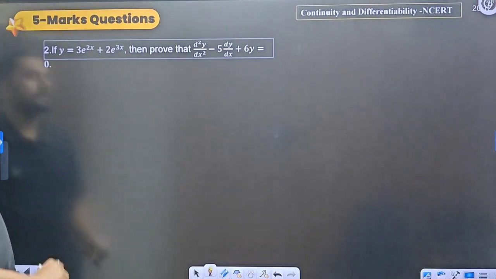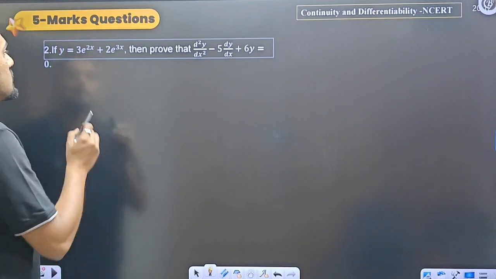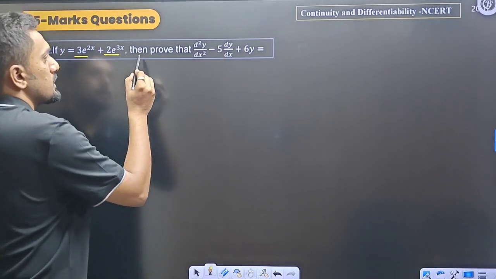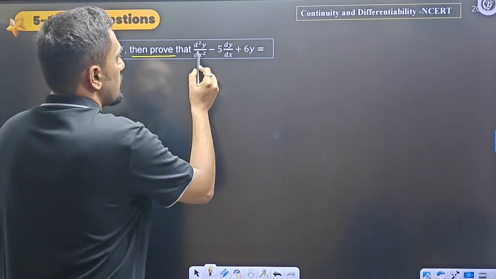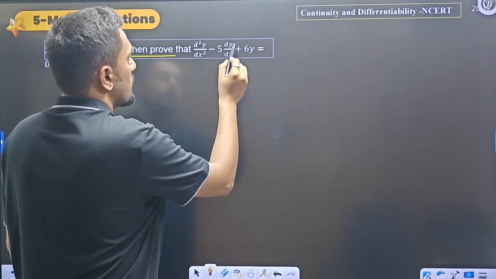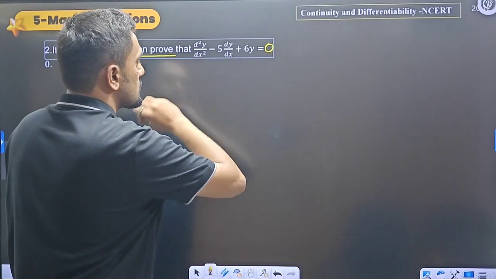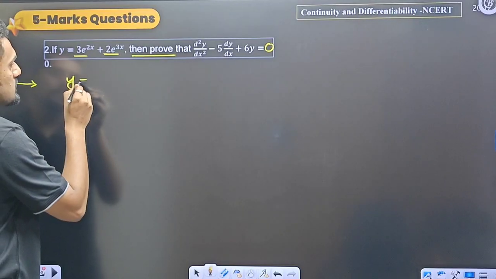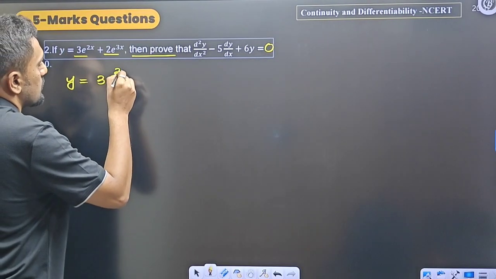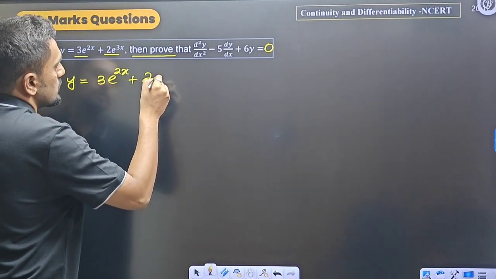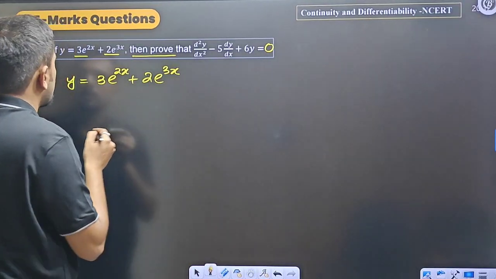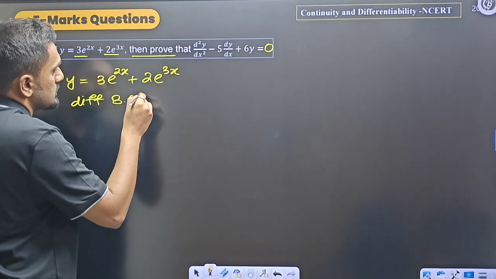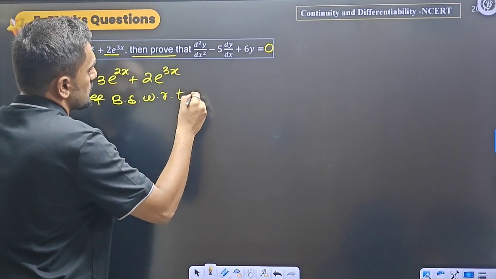And the next question is, if y is equals to 3 e raised to the power 2x plus 2 e raised to the power 3x, then prove that d square y by dx square minus 5 into dy by dx plus 6y is equals to 0. So consider the given equation. y is equals to 3 e raised to the power 2x plus 2 e raised to the power 3x. So differentiating both sides with respect to x.